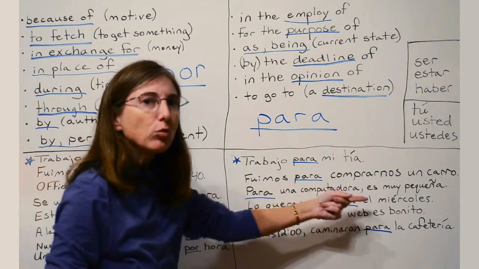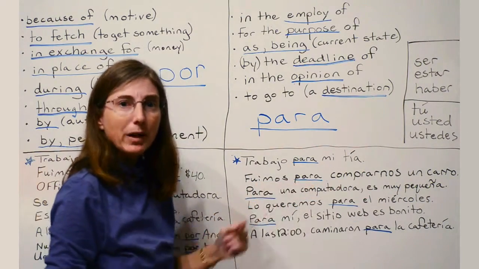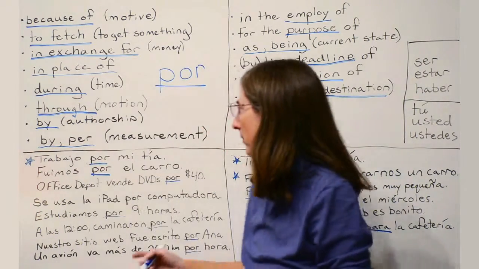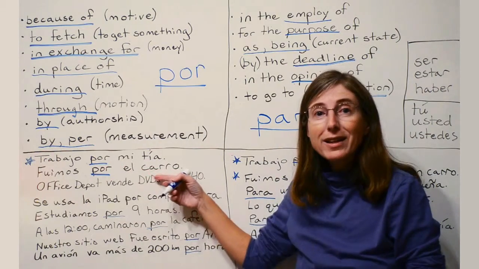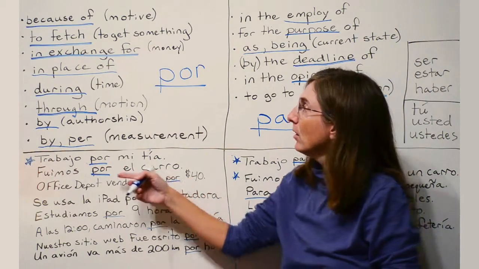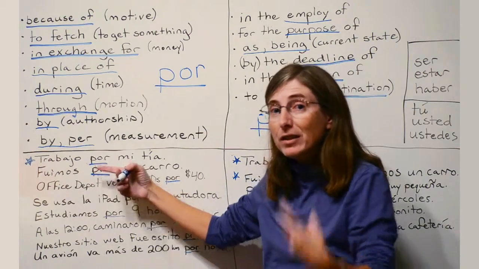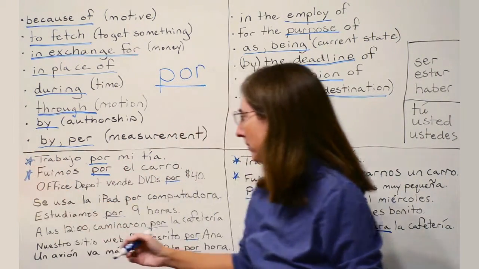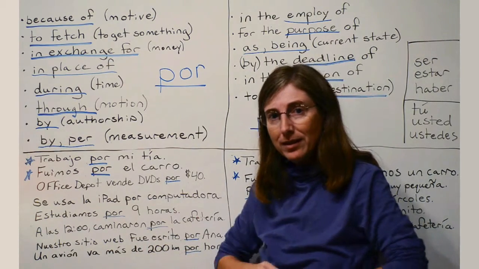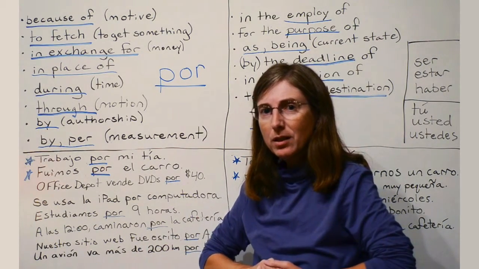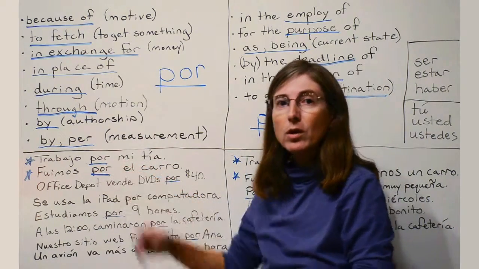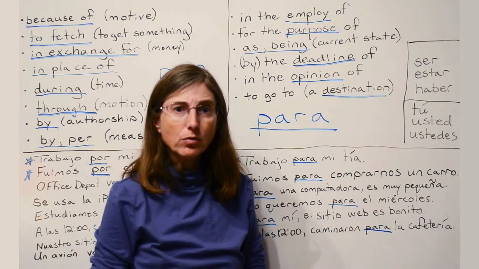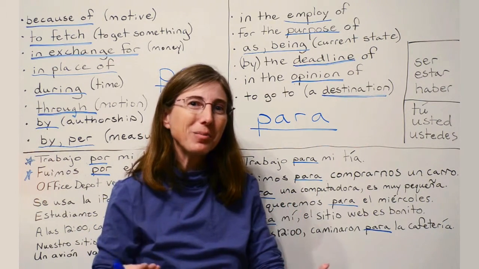Fuimos para comprarnos un carro. We went for the purpose of buying ourselves a car. Fuimos por el carro means we went to fetch the car, we went to get the car. So you can see that these differences in meaning come out when we use por or para in a sentence, and it's important to understand the differences for comprehension and also when you're trying to communicate in Spanish.